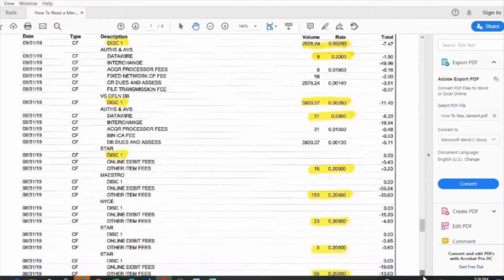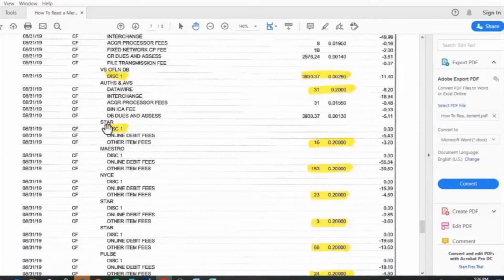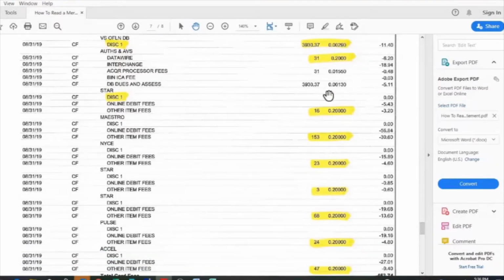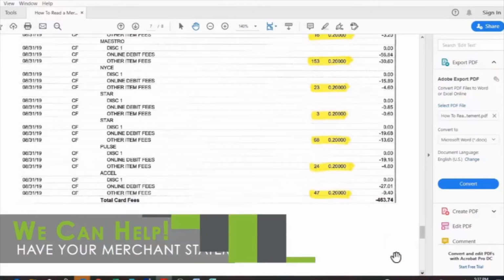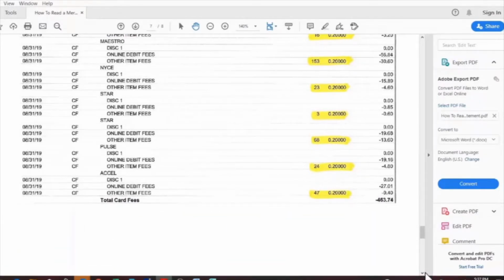This merchant has a lot of PIN debit cards. A Star card was presented. Maestro cards were presented. NYCE, Pulse. These are all different types of PIN debit cards. And you can see there is no surcharge here on the debit cards by the processor. Only a transaction fee of 20 cents. Total card fees, credit cards, and PIN debit cards, $463.74.